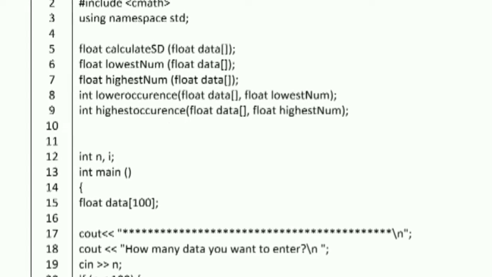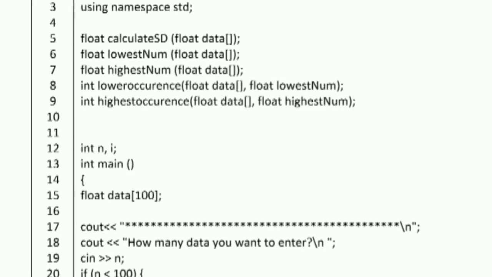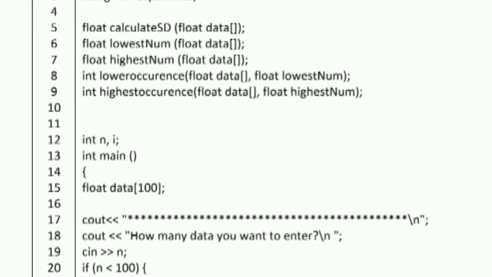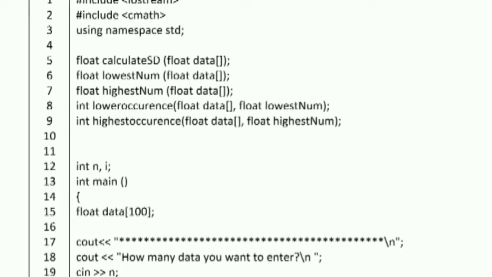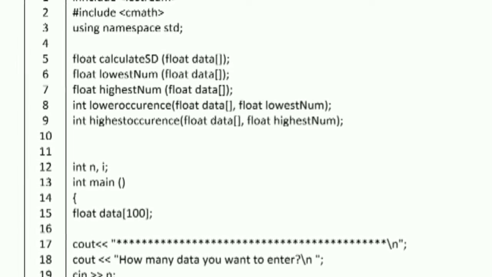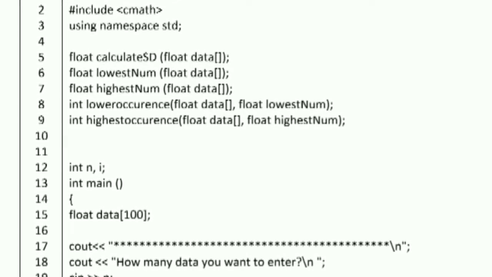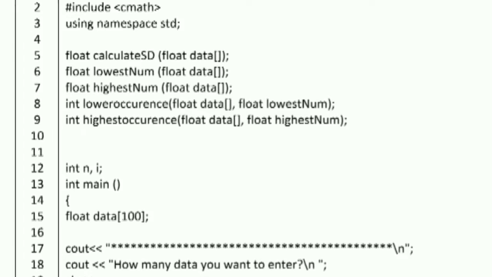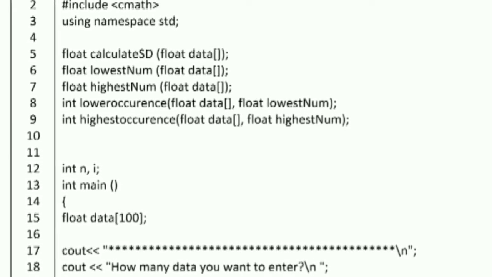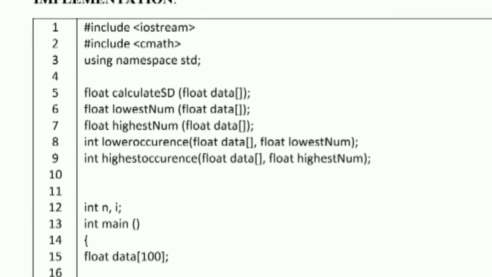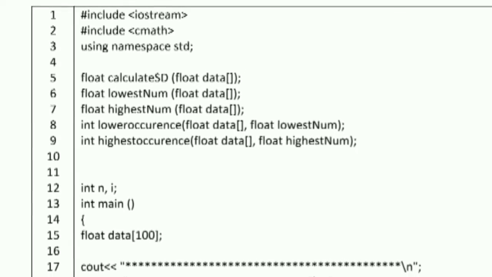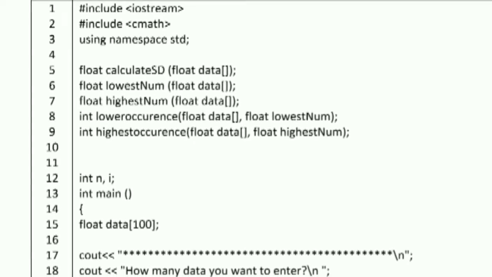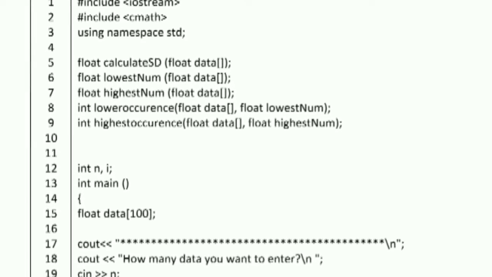First, at the first line, we type in hashtag include iostream. Second line, hashtag include cmath. Third line, using namespace std. And from 5 to 9, that was called function definition.